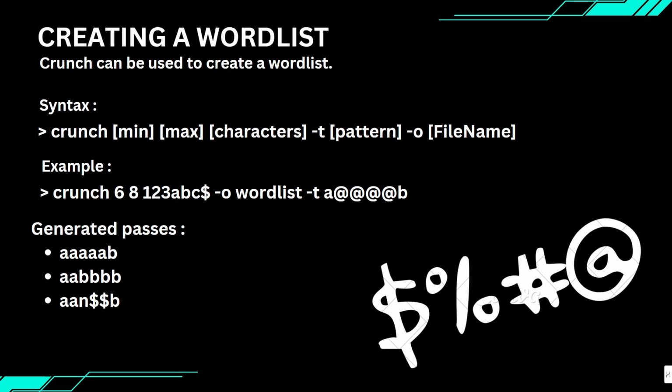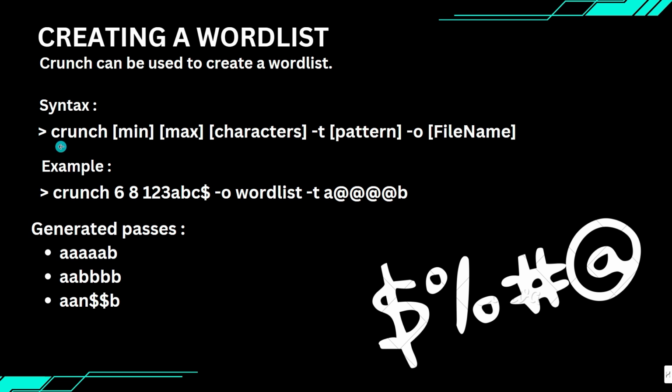So in this lecture, we are going to learn how you create your own word list using a tool called Crunch. This is a really handy skill to have under your belt. If you want to be a penetration tester, you are going to face a lot of scenarios where a word list attack can become very handy. Using the tool is very simple.